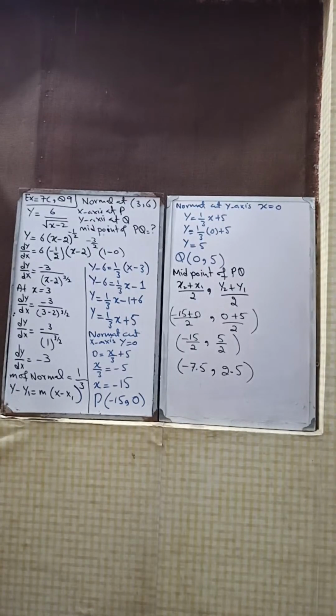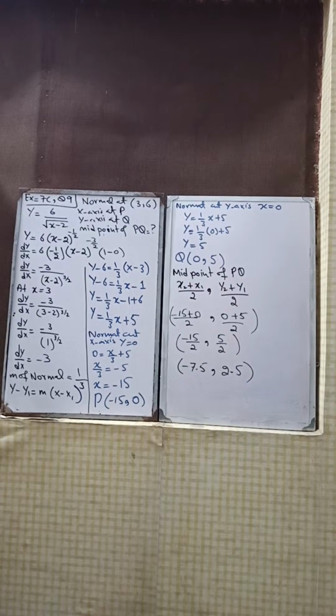A curve's equation was given, and it says that a normal at the point 3, 6 cuts the x-axis at the point P and the y-axis at the point Q. Find the midpoint of the PQ. That is the question. So we differentiated it. We put x equals 3 in that expression of the derivative. So we found that the dy by dx value is minus 3. That is the gradient of the tangent. The gradient of the normal will be 1 by 3.